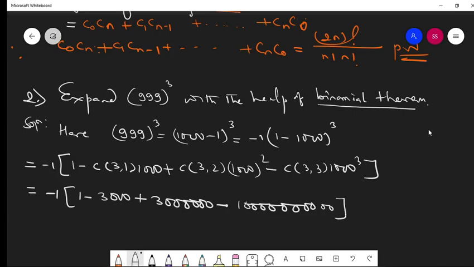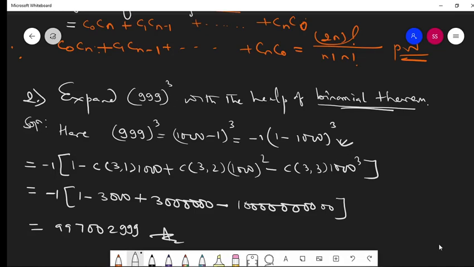And the answer is 997002999. Not a difficult question, but using the binomial theorem you have to work in this way and you will get the answer.